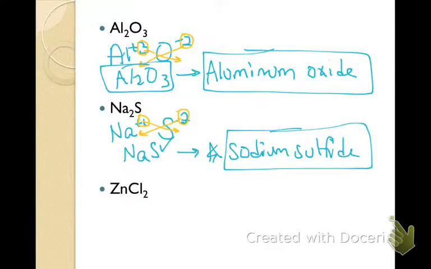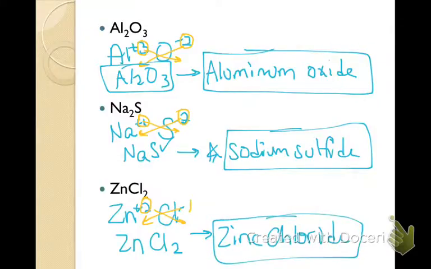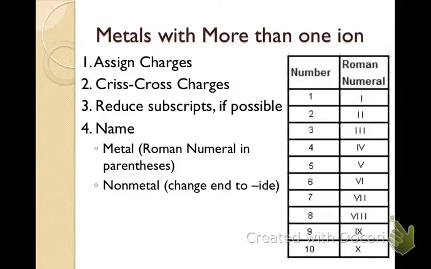Alright, then we have ZnCl2. So Zn is a plus 2. It's one of those transition metals that only have one oxidation number. So let's transfer down the numbers, and it's still good to go. So Zn1 and Cl2. I don't need to put the 1 there because that's implied. So then I have zinc chloride. Good.